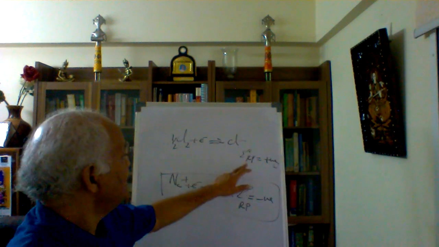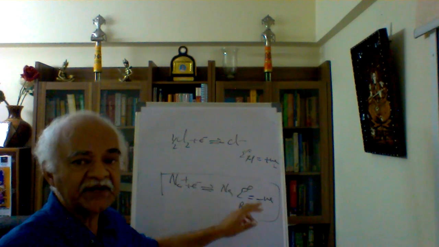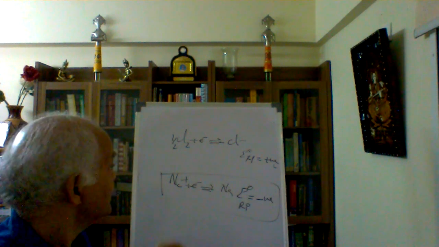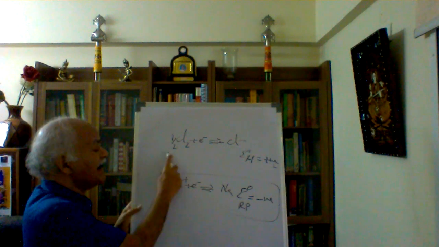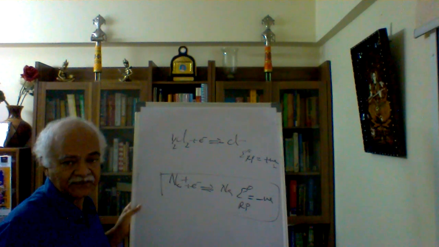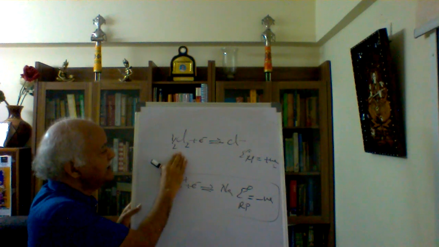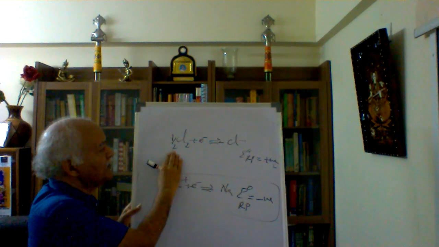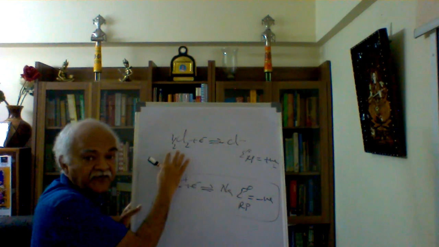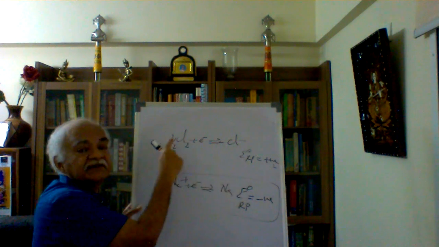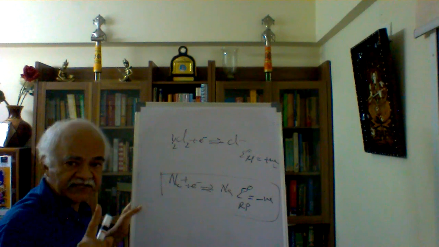Similarly, if E naught value is positive, the interpretation is simpler. Because this reaction is taking place, focus on the reactant. In that case, the reactant is accepting electron. Therefore, what is happening here? It is undergoing reduction. Therefore, positive value means the reactant is an oxidizing agent.